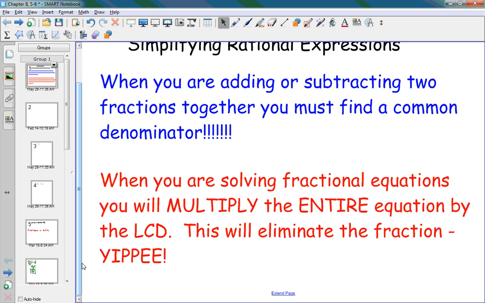When you are solving fractional equations, you will multiply the entire equation by the LCD to get rid of the fraction completely. Do we understand the difference there? Today we're focusing on the blue, not the red.